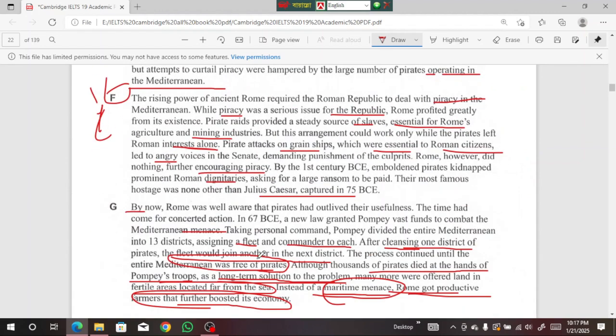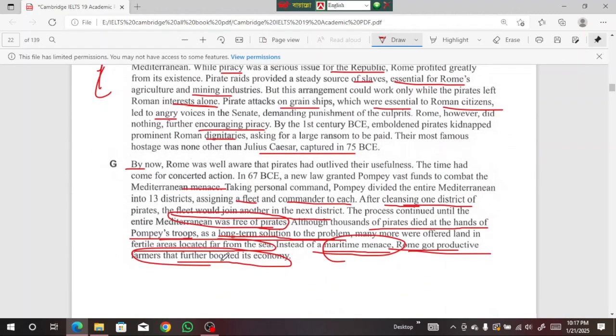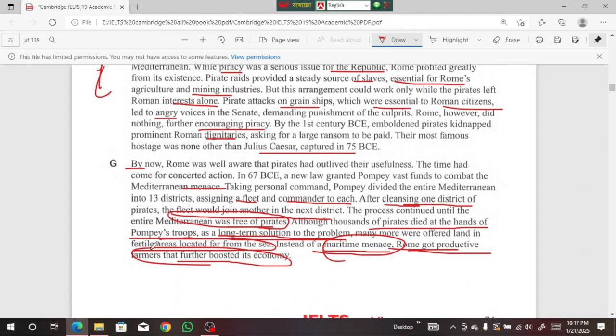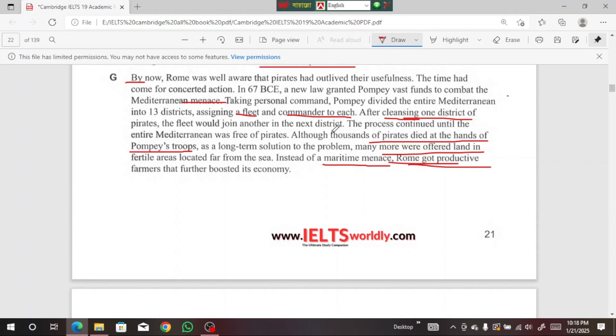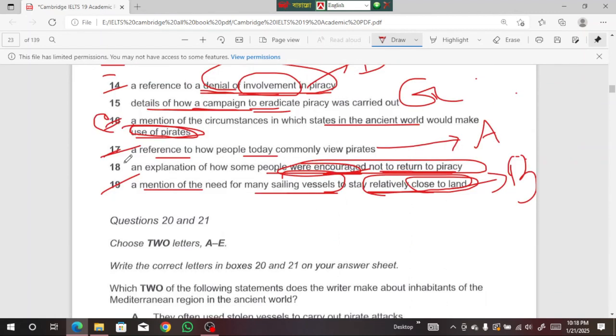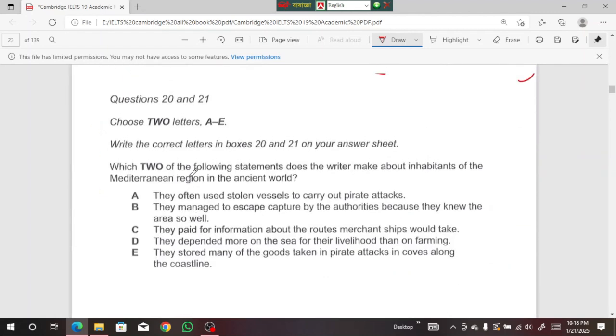In question 18 there is a similarity which matches this circumstance also. It also said that they were not to return to piracy. And the last two sentences contain lots of information about pirates. Although thousands of pirates died, meaning they were eradicated, Pompey's long-term solution was that many more were offered land in fertile areas located far from the sea instead of being a maritime menace. So the answer to 18 is the one we found. Thank you for watching this video.